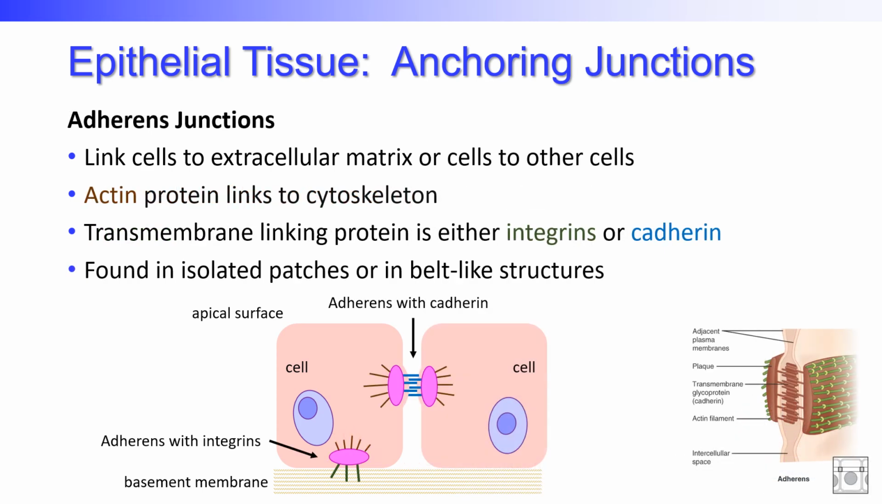Our final anchoring cell junction is the adherens junction. Adherens junctions have some versatility to them. These junctions can either link cells to extracellular matrix, or they can link cells to cells. The internal protein that's going to link to the cytoskeleton is going to be actin in both cases. But the other protein will depend upon what it's linking to.